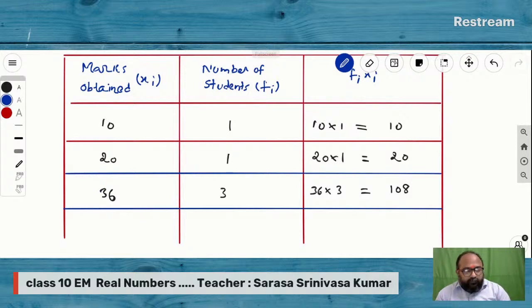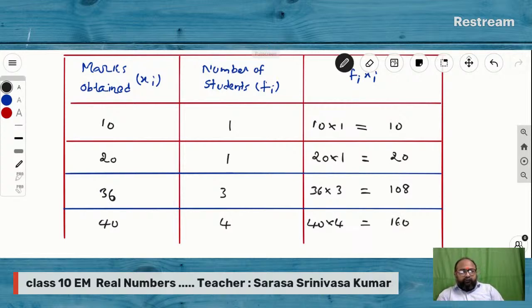And next, 40 marks. Each 40 marks are obtained by 4 students. So total marks 40 multiplied by 4 students, this is equal to 160.